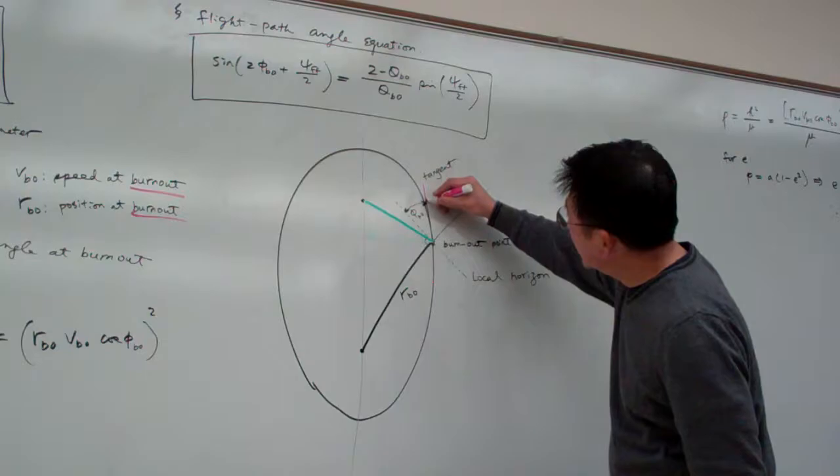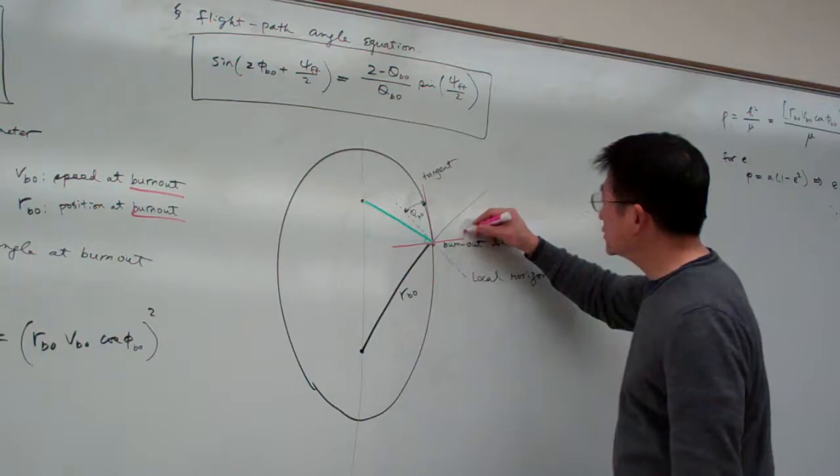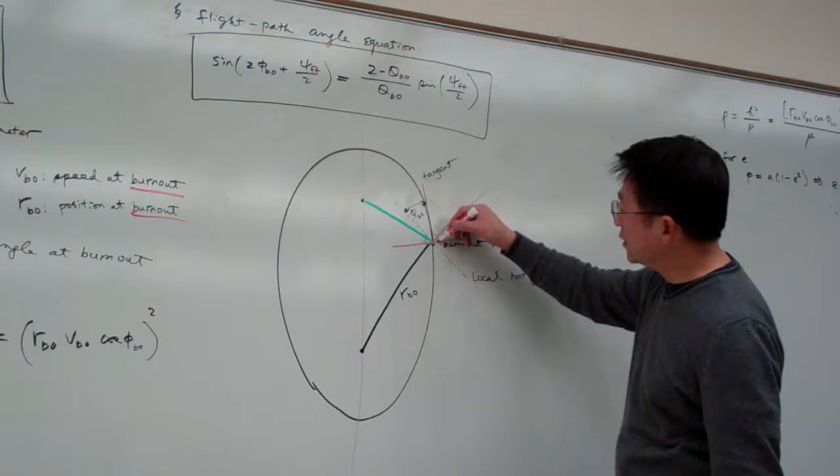So this is tangent, and this is normal. So basically here is like this, okay, good.